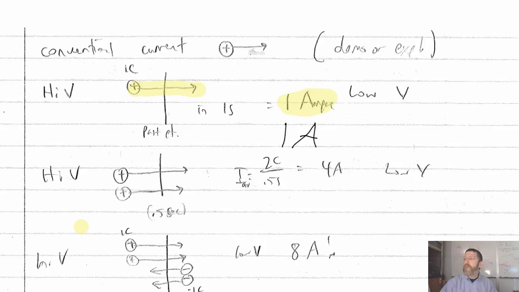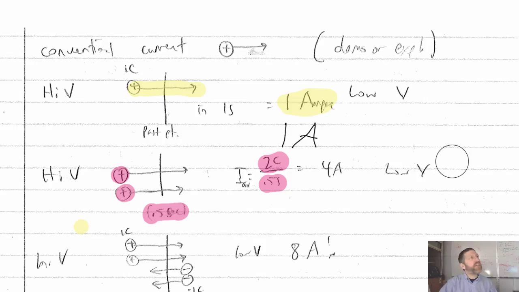Now, if you had 2 coulombs go by a point in 0.5 seconds, 2 coulombs, 1, 2, in 0.5 seconds, the average current in that situation will be 2 coulombs divided by 0.5 seconds. That gives you 4 amperes.